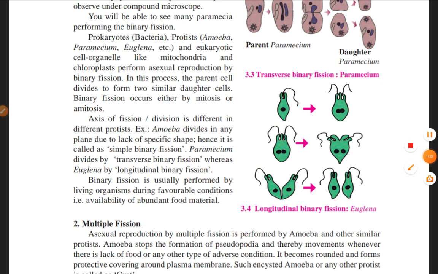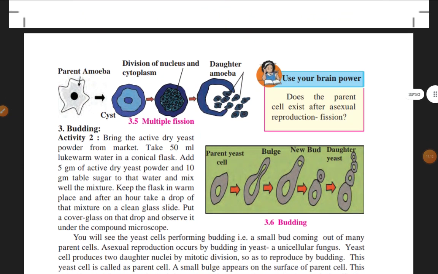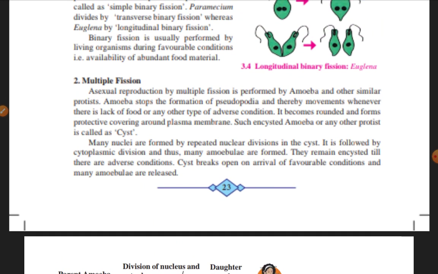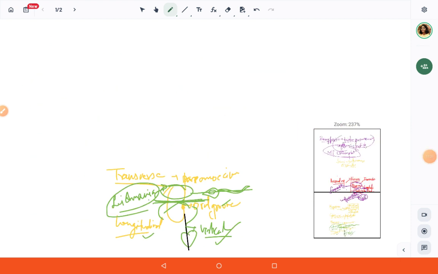Now we will come to multiple fission. Alright, so again I'll come to the board. First I'll explain you, then we'll read it, right? That becomes clear for us. I'll use another board this time.